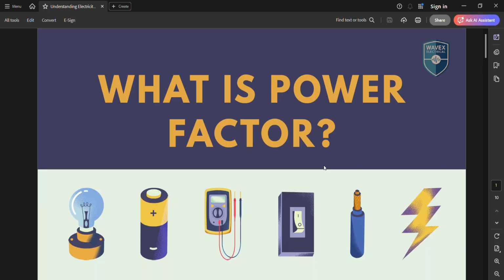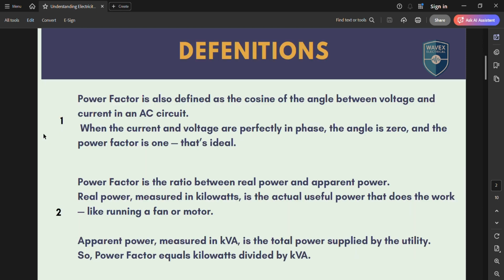Everyone. Today we are going to discuss what is a power factor. In this video we will be discussing the definitions of power factor. There are two different definitions of power factor.